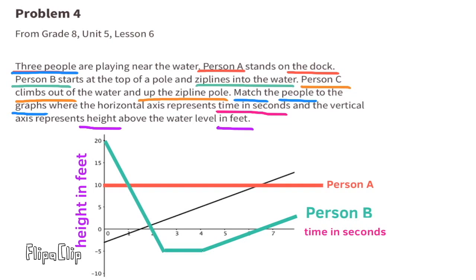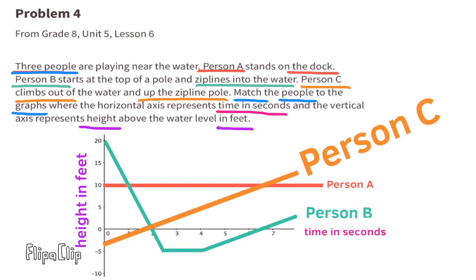then they ziplined into the water, and they actually went below the surface of the water, and then swam up back to the surface of the water, and walked out of the water onto the shore. That leaves us with person C. Person C climbs out of the water up the zipline pole. It doesn't really look like they're climbing up a zipline pole to me, but they are coming out of the water. It takes them a lot longer to climb out of the water than it did for them to zip line into the water. And that does make sense.